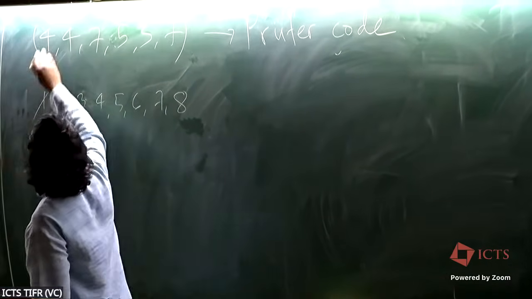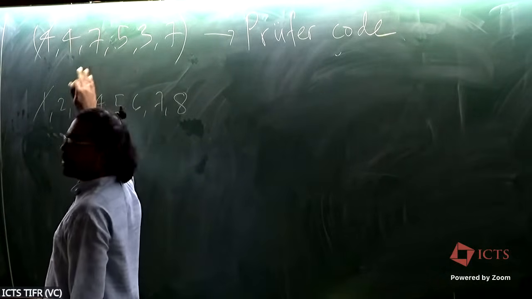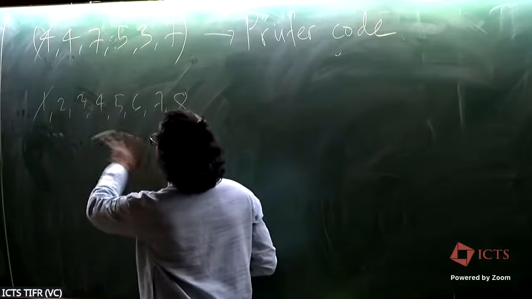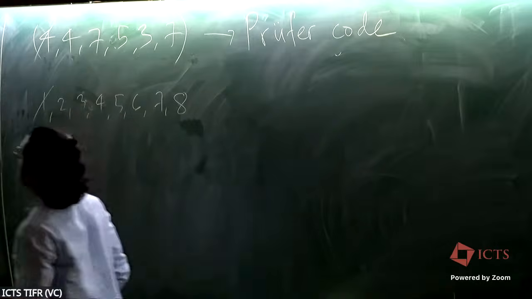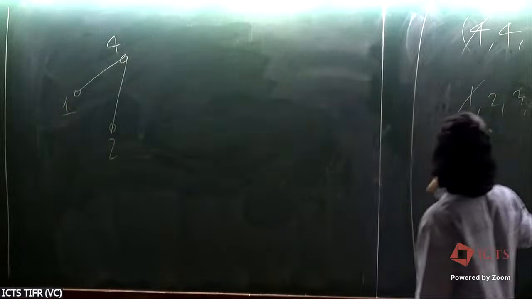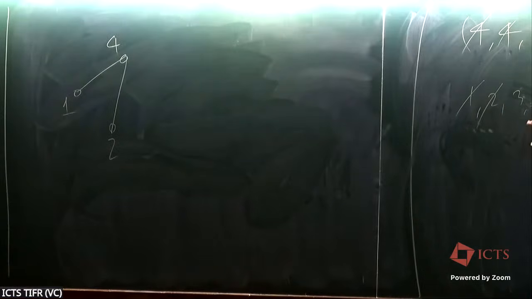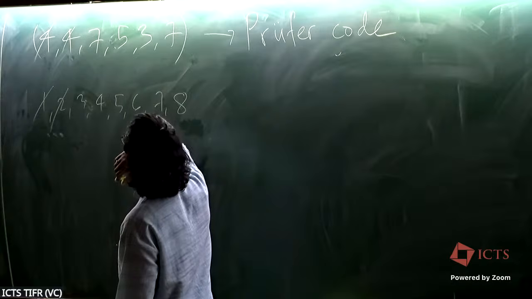So now let's get rid of this and let's get rid of this. Now this is the first element of my code. What is the smallest unused element which does not appear in this sequence? 2. So join 2 to 4. Get rid of this, get rid of this. Does that make sense? Yeah, okay.